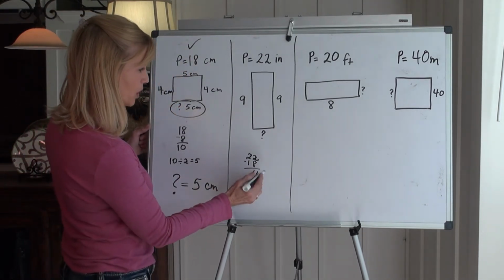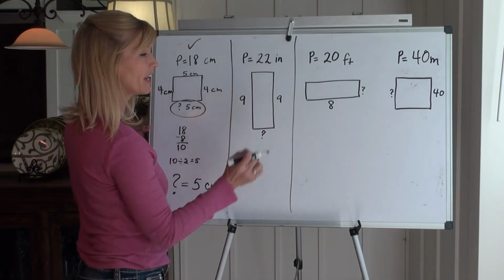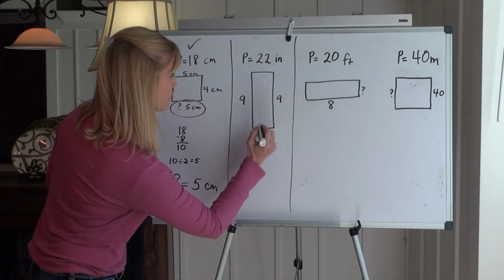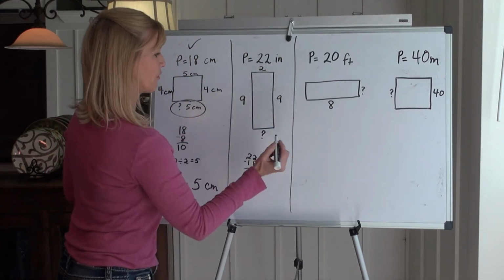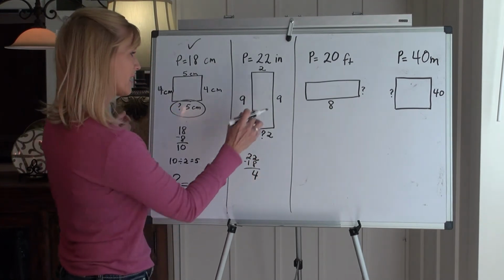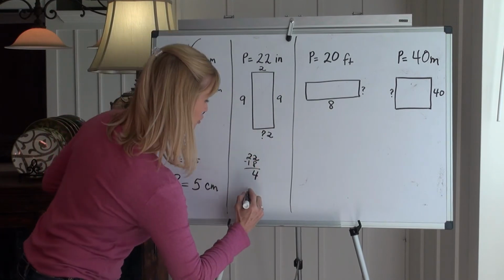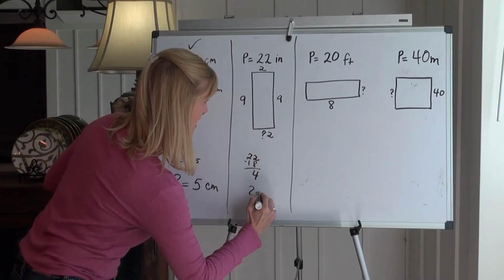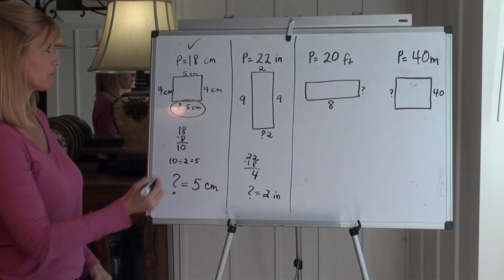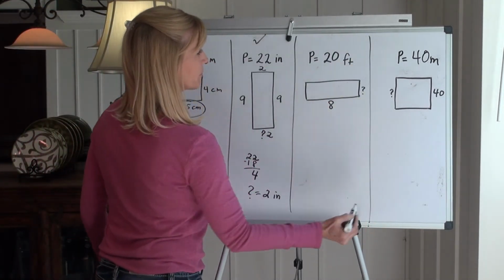So if 4 is the length that is left, it has to be divided by these two sides because they have to be the same. 4 divided by 2 is 2. So that's going to be a 2, and that will be a 2 there. So let's check. 18, 19, 20, 21, 22. 22 inches. So our missing side is 2 inches. That one is correct. Let's take a look at this one.